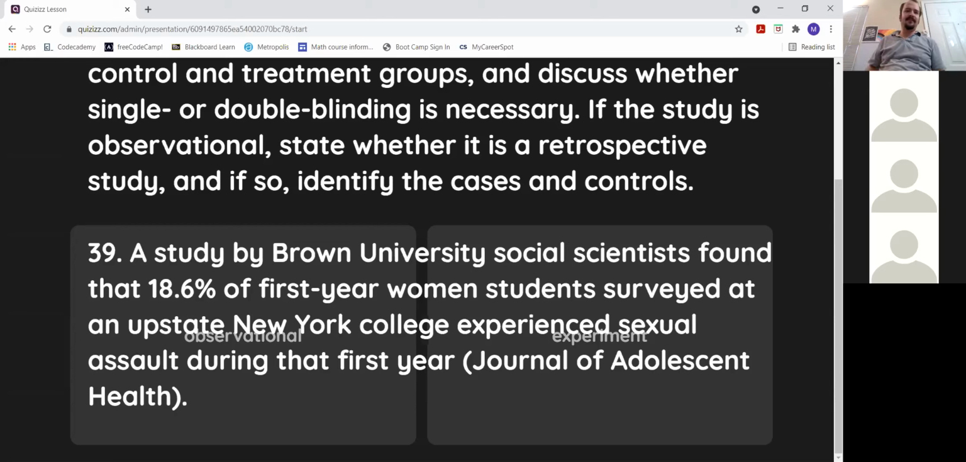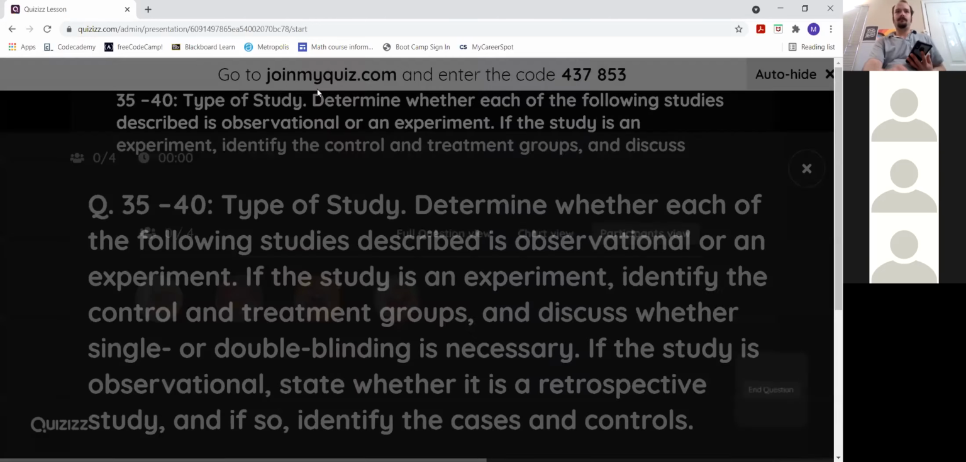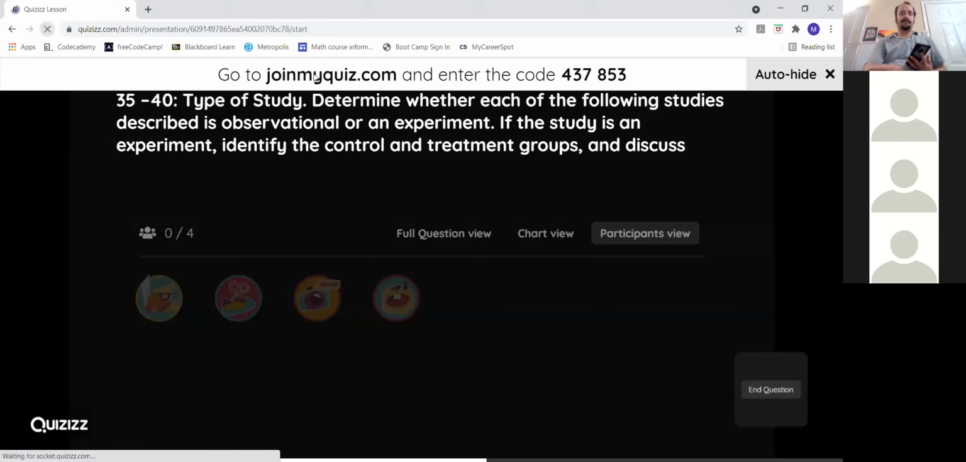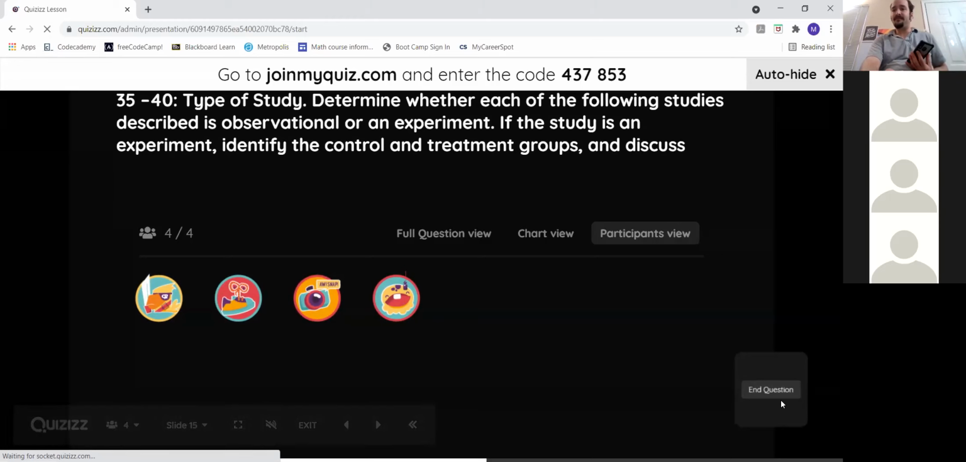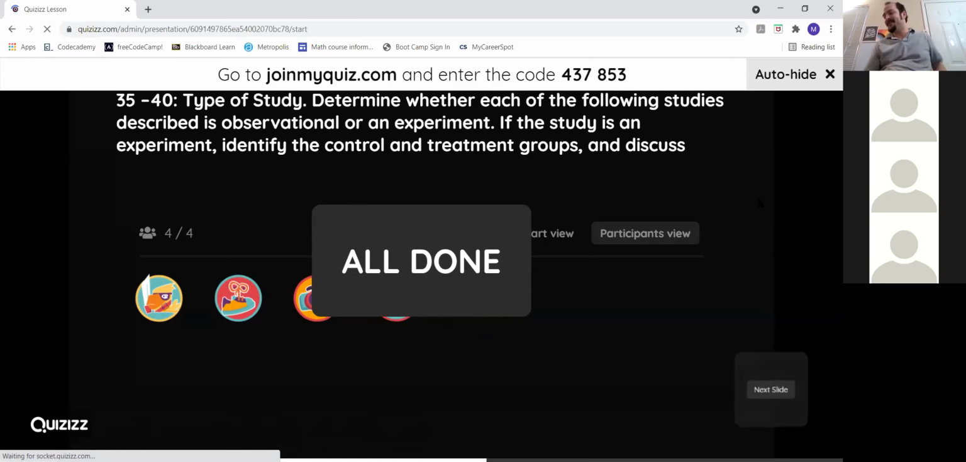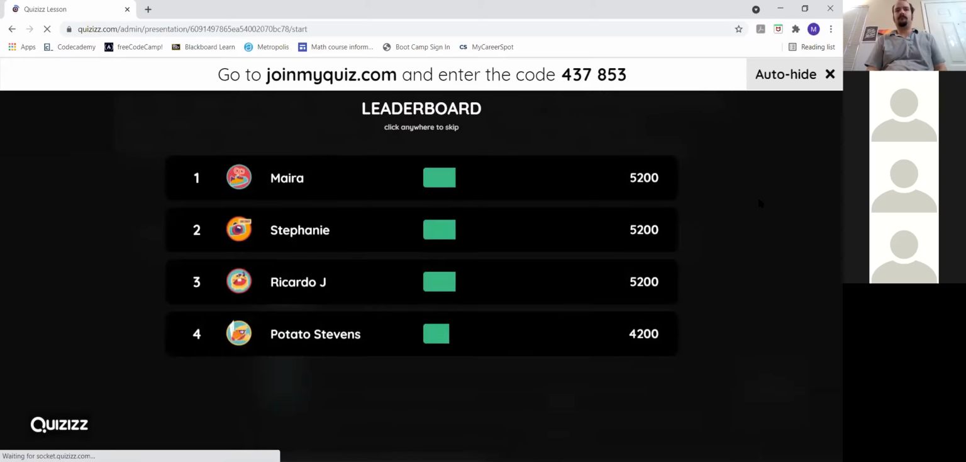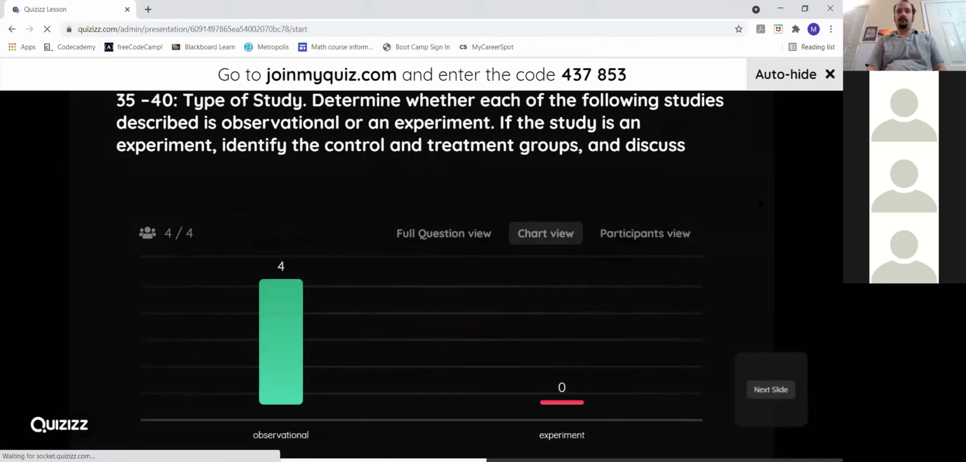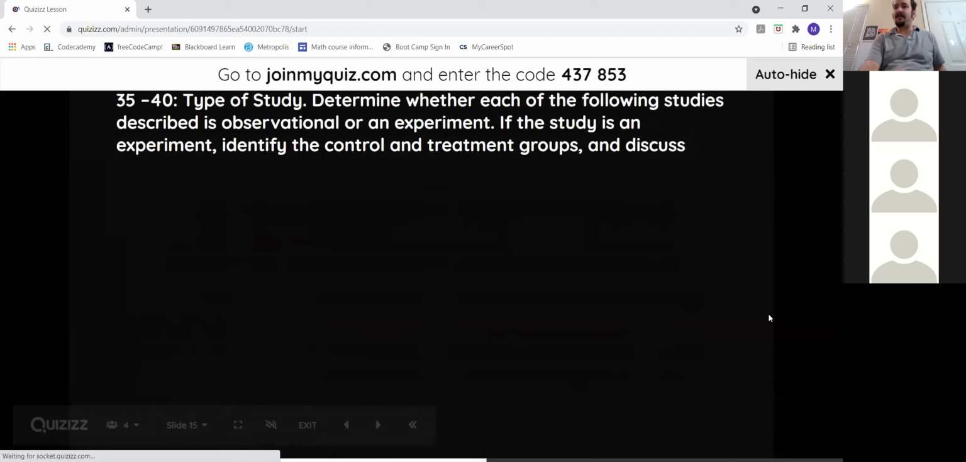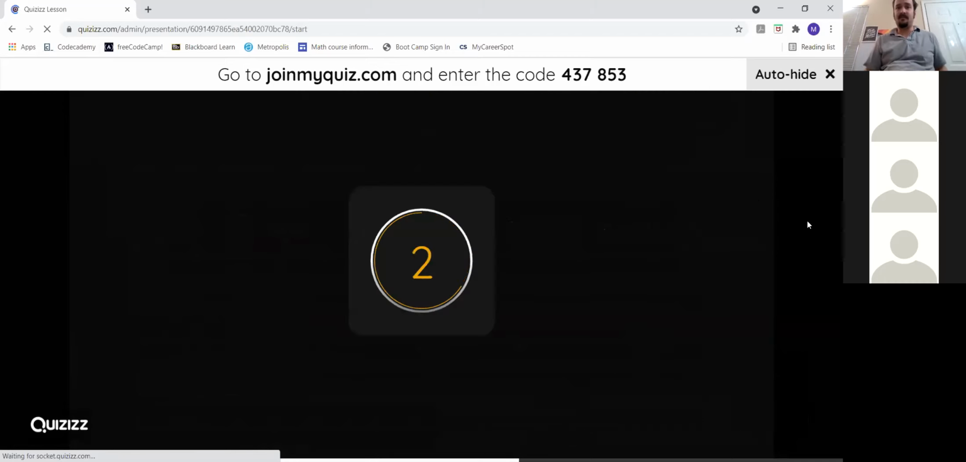So are they proactively doing this, or are they sitting back and observing this sort of thing happen? Oh, it's lagging again. And I hope all of you answered correctly on this one. I hope you're not doing this as an experiment. That's pretty horrible. Yeah, we're definitely observing this. We're definitely not proactively going and assaulting people.